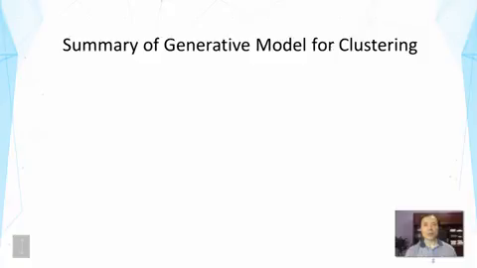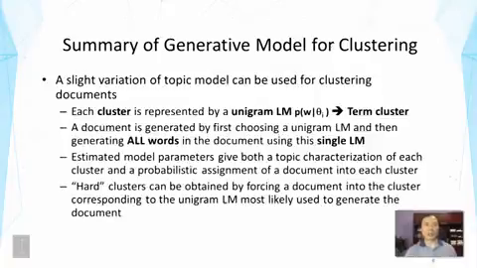So to summarize our discussion of generative models for clustering, we show that a slight variation of topic model can be used for clustering documents. And this also shows the power of generative models in general. By changing the generation assumption and changing the model slightly, we can achieve different goals and capture different patterns in text data. In this case, each cluster is represented by a unigram language model, a word distribution, and that's similar to a topic model. So here you can see the word distribution actually generates a term cluster as a byproduct.